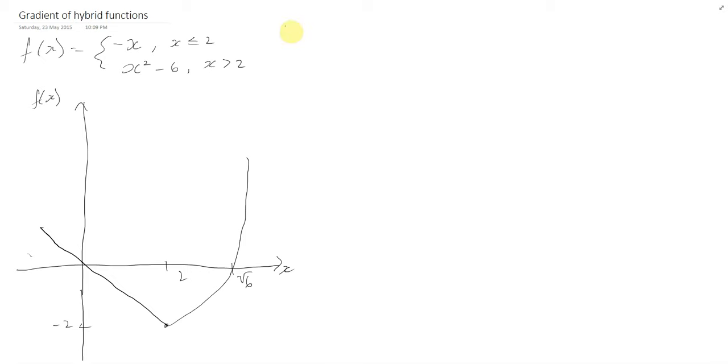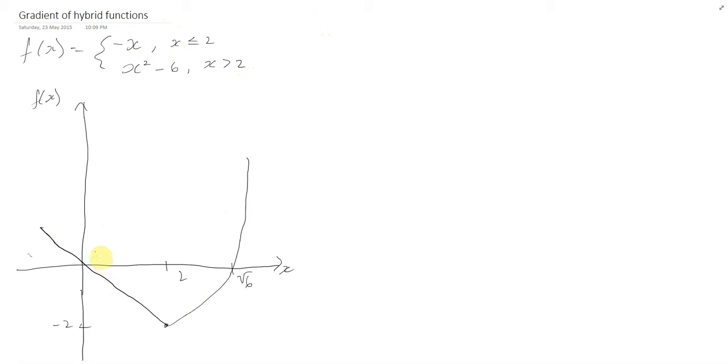Okay, what we're looking at today is the gradient of hybrid functions. So you remember hybrid functions are made up of several different parts of the function, each with their own domain. Here we've got a linear part, negative x, for when x is smaller than or equal to 2. So that will be this bit down here. And then we've got this quadratic part here where the function is equal to x squared minus 6 when x is larger than or equal to 2.